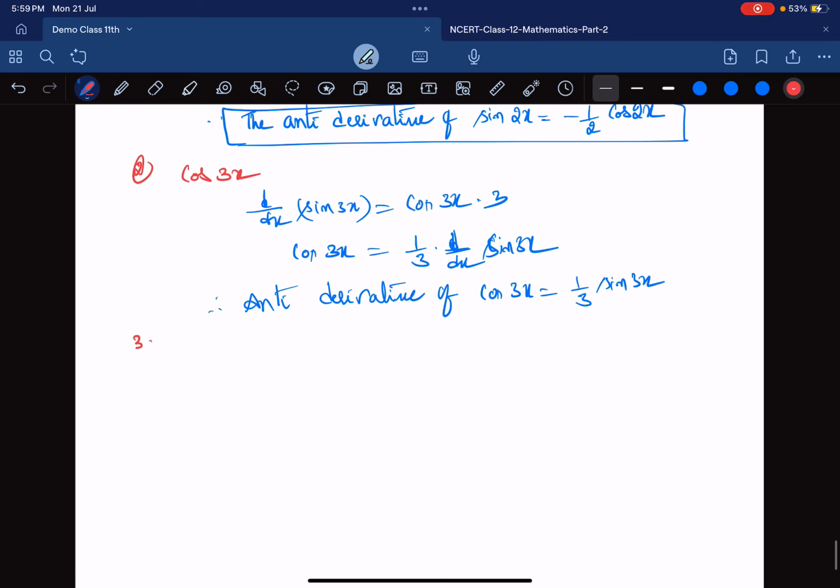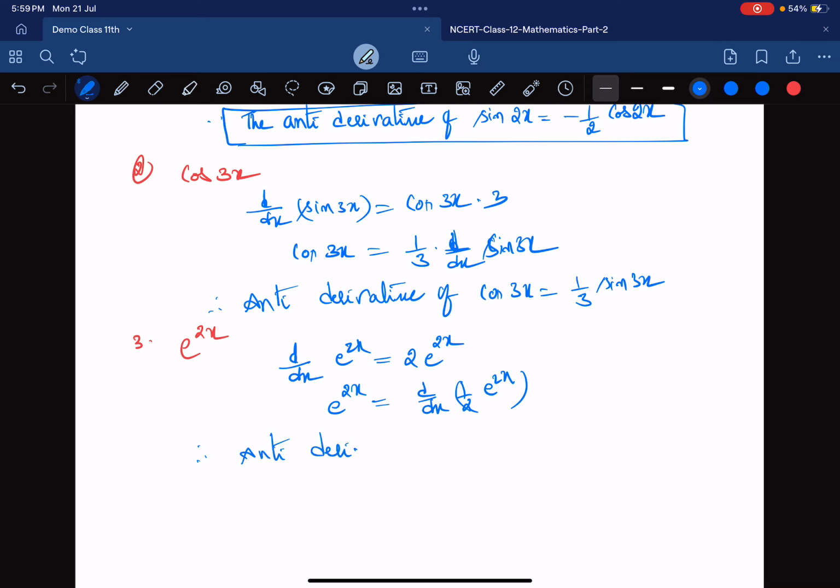Now see the third problem, e power 2x. Similarly, we know that d by dx of e power 2x is equal to 2 e power 2x. From this, e power 2x is equal to d by dx of half into e power 2x. So therefore, the antiderivative of e power 2x is half into e power 2x.